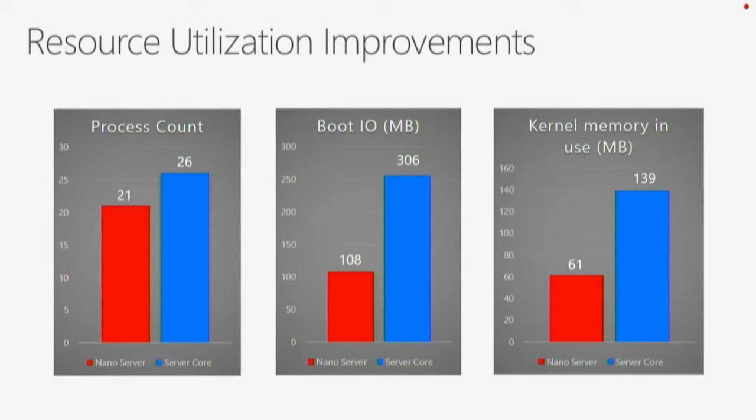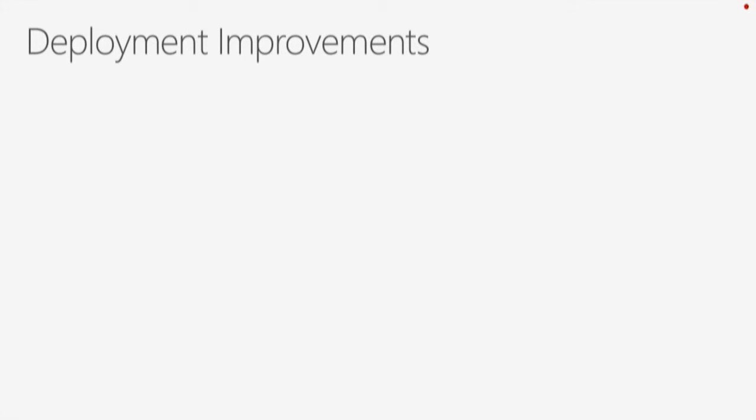Most of the time when I'm on stage doing demos with Nano Server in a VM, I've only configured that VM with 256 meg of memory. Runs great. You can run web servers and all sorts of things.